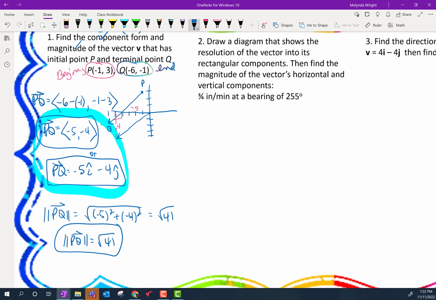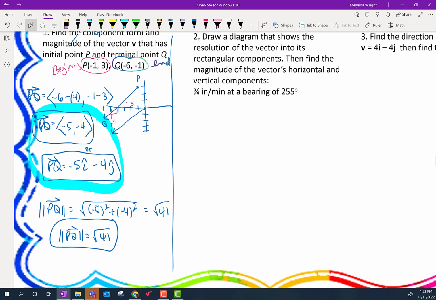Okay, so we've just practiced writing a vector from 2 points, and we've practiced finding the magnitude of a vector. Any questions? Okay. So let's take a look at number 2.